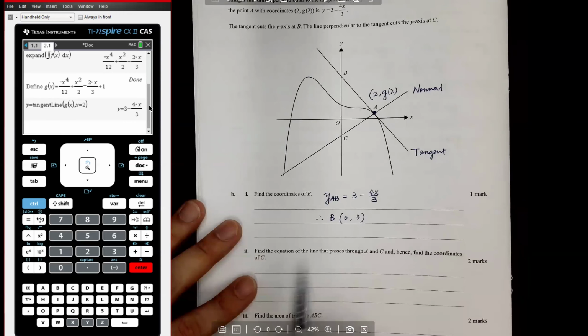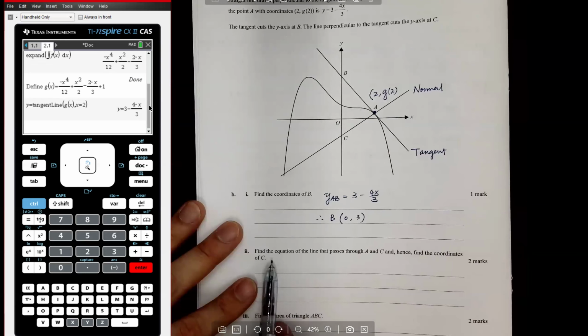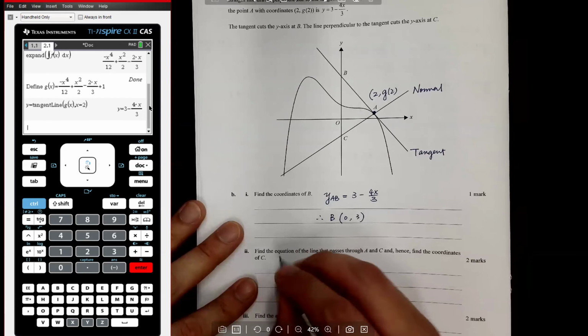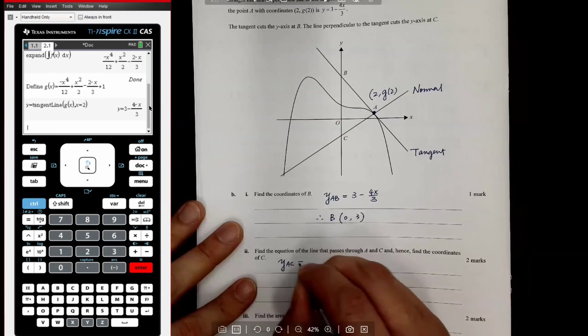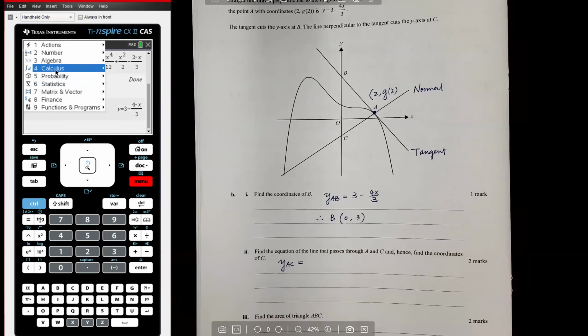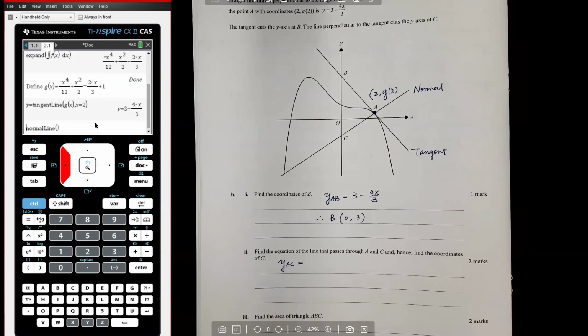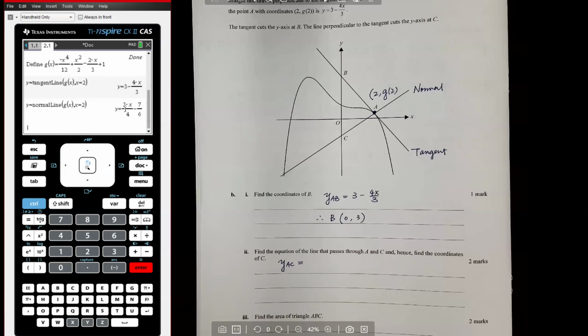And then find the equation of the line that passes through A and C, and hence find the coordinates of C. Well, you say, okay, y AC is the normal line. We don't have to do any algebra because we can use the menu for a normal line. Whenever you see this phrase, line perpendicular to the curve, you just use the normal line command. So we say y equals normal line, g of x comma x equals 2. There we go. We have 3x over 4 minus 7 over 6.